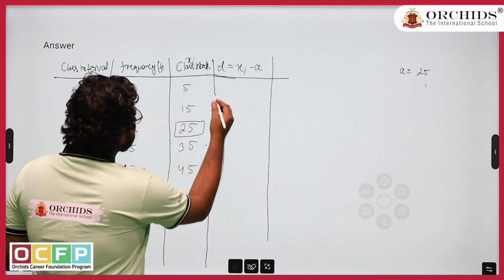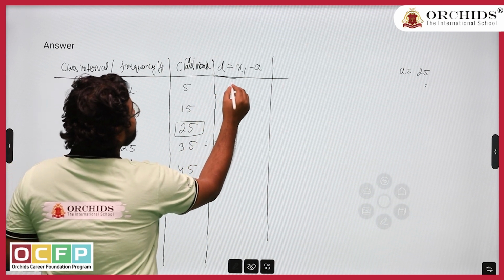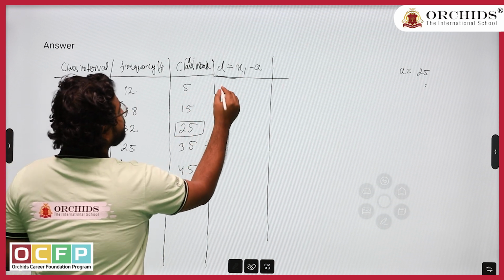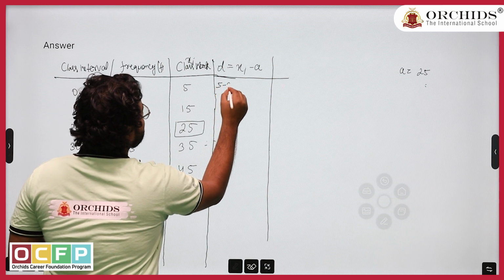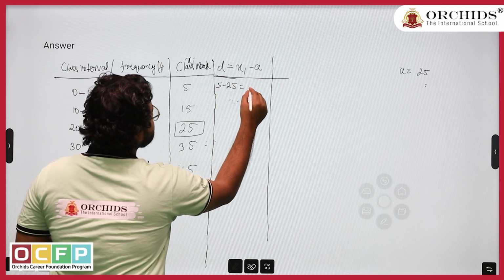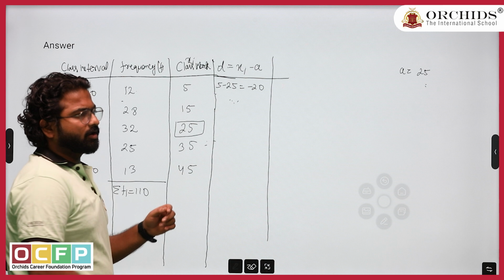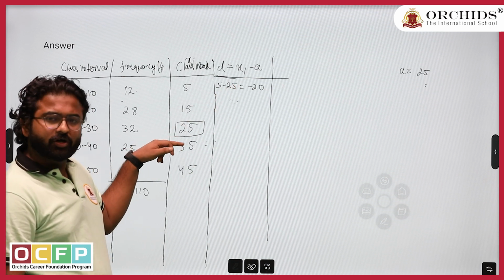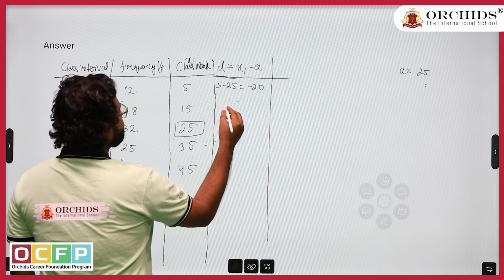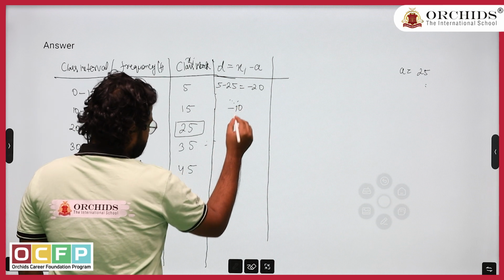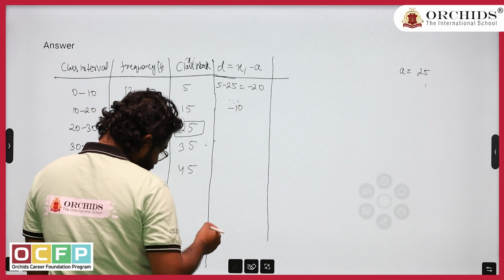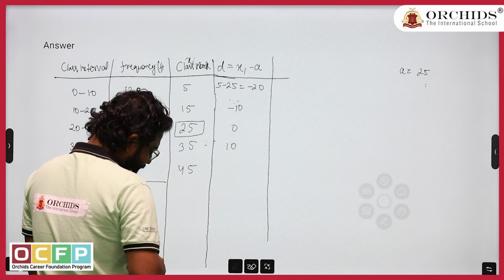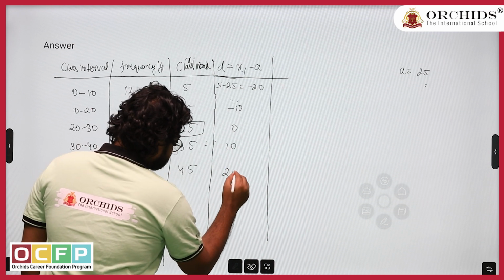Let's try to figure out how to do this. First one, it will become what? 5 minus 25, what is your xi value? Xi is 5, so 5 minus 25 is equal to minus 20. Every time we are not going to do this 5 minus 25. What we can do is directly: 25 minus 15 is how much? Minus 10. Then this will become 0, this will become 10, and this will become 20.